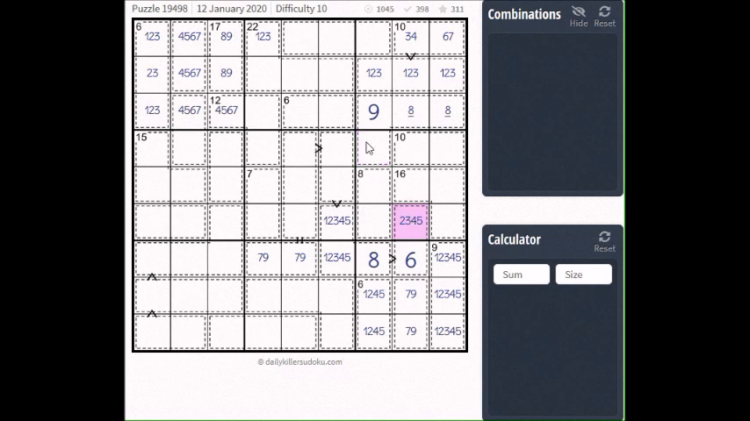But note that the 2 would make this a 9, which contradicts with the 9 here, and the 3 would make this an 8, which contradicts with the 8 here. So this is 4, 5, and this is 6, 7. Also, note that if this is 5, 6, then this would be 1, 7.